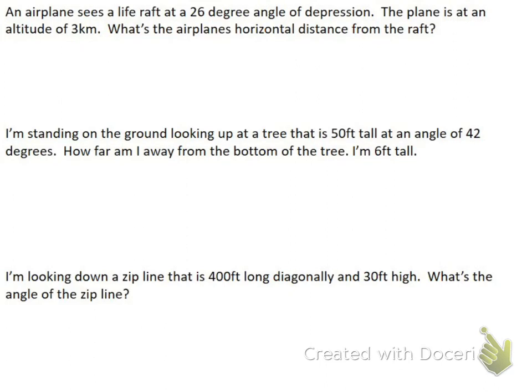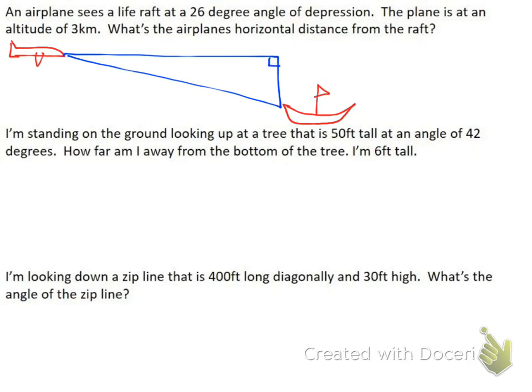Next one, an airplane seeing a life raft. Life raft at a 26-degree angle of depression. So again, I'm going to draw my airplane. Down here is a life raft, but I can't draw a life raft, so I'm going to draw a banana-looking canoe. Here we go, let's do something better. Actually, it's going to be a sailboat. And so again, since I'm looking down from the plane, I'm going to draw a backwards or upside down triangle.